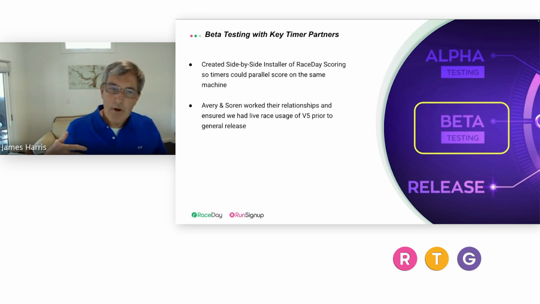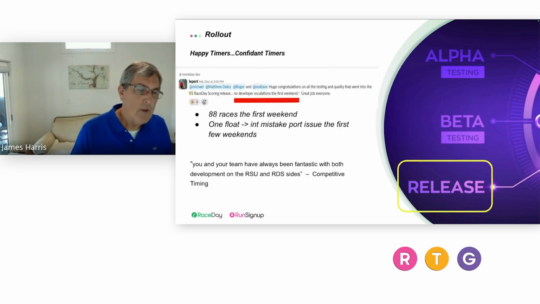So that was a big part of our plan. And then the last part of this was Avery and Soren working all their relationships. Soren's out there with people, getting people to actually use the beta version prior to our main production release. So long story short, the plan was really executed well. Our first weekend, we had 88 races use it in production. We had no dev escalations that first weekend. It was a real interesting rollout for us.